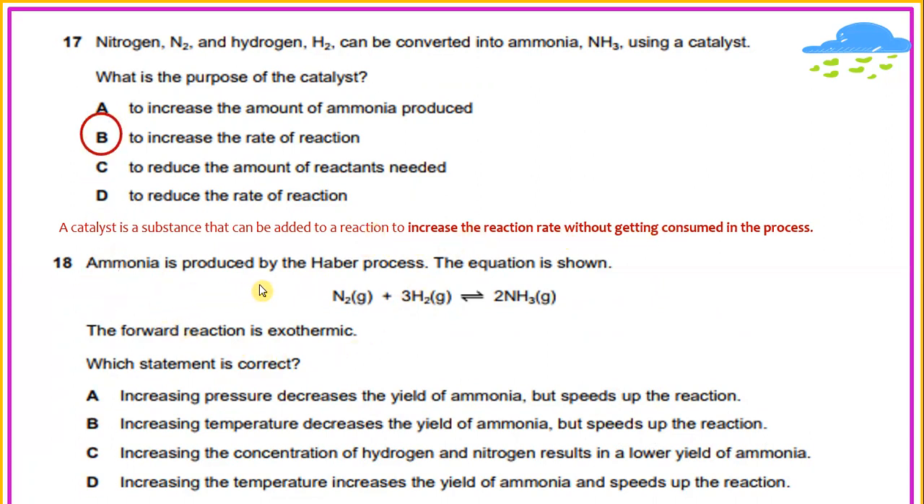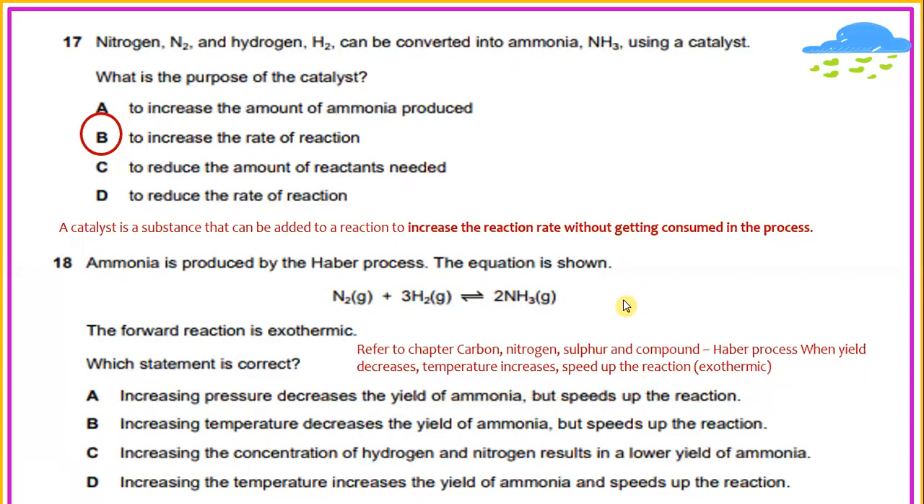Ammonia is produced by the Haber process. The equation is shown: N2 plus 3H2 to form 2NH3, which is ammonia. So, refer to chapter carbon, nitrogen, sulfur, and compound. In the Haber process, when temperature increases, yield decreases. But it speeds up the reaction. This is exothermic. The answer for this would be B.